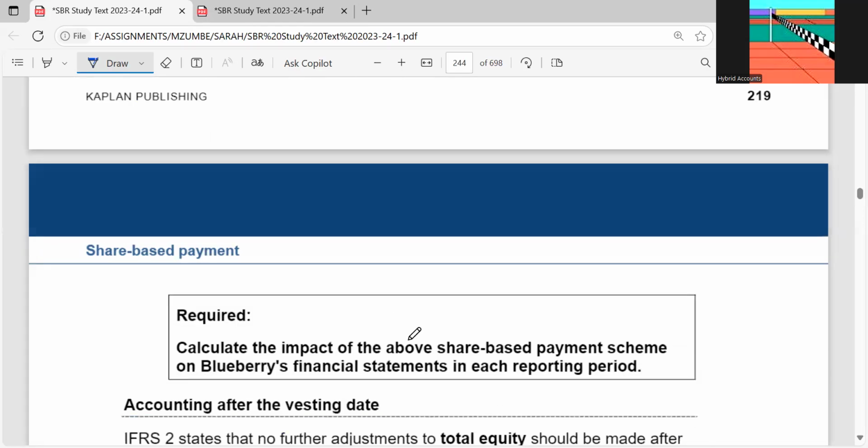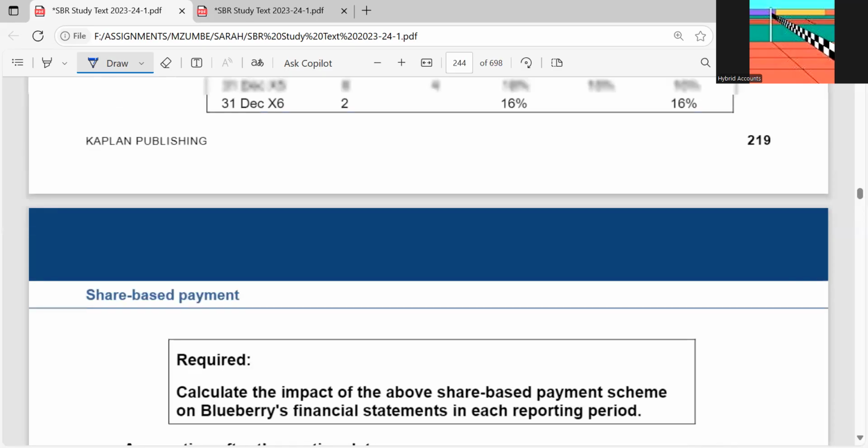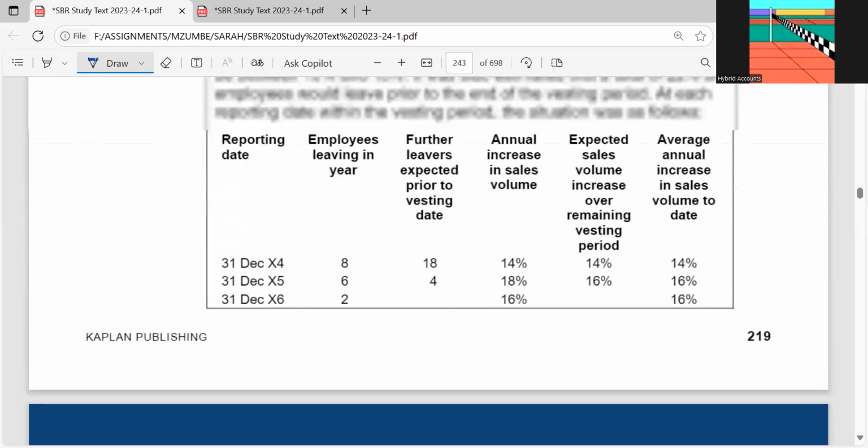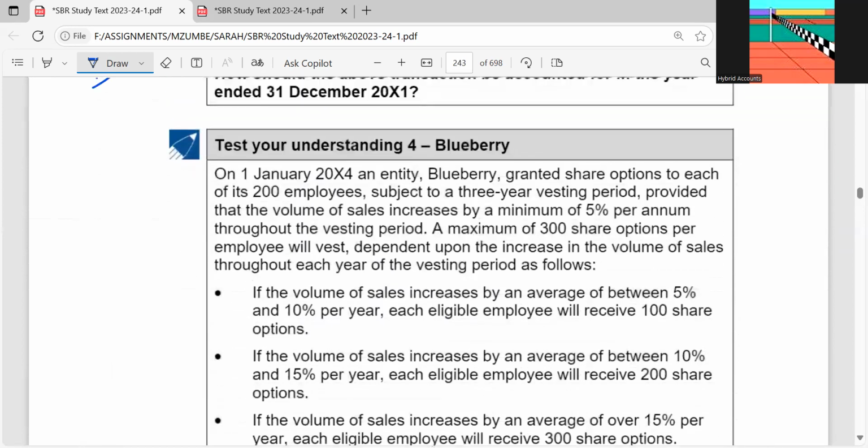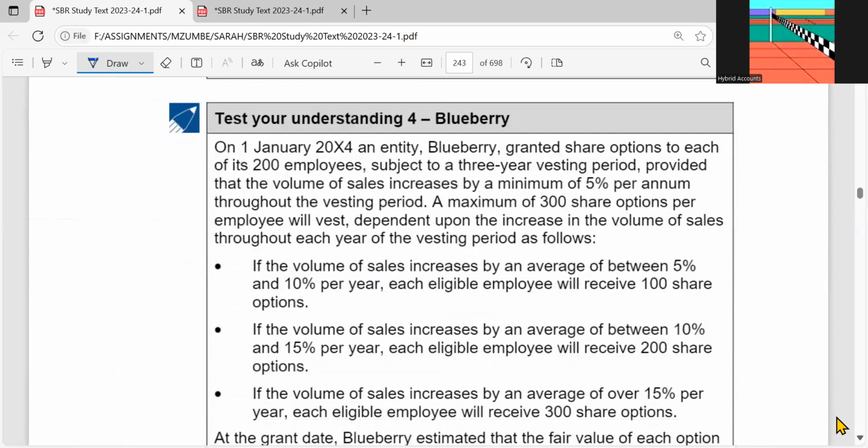Calculate the impact of the above share-based payment scheme on Blueberry's financial statements in each reporting period. Don't worry about this. I think the main aim of this is to include the non-market-based conditions so that you apply them right. Don't be afraid when you see the question long this way. They are very simple questions. You can have just a question for more information.